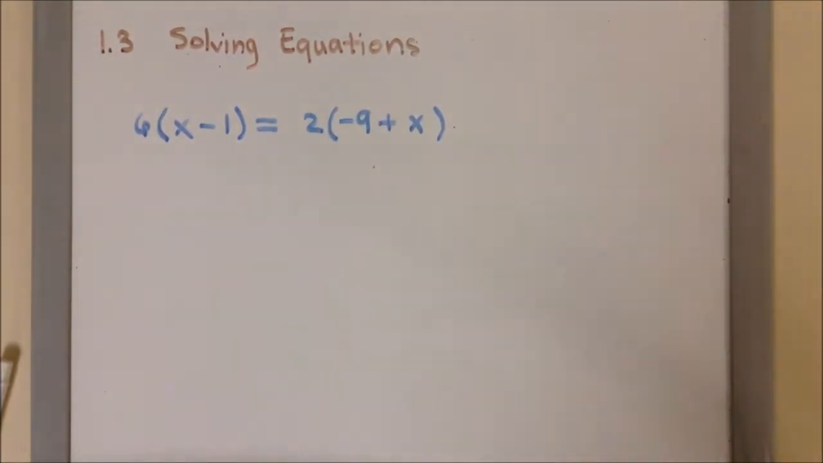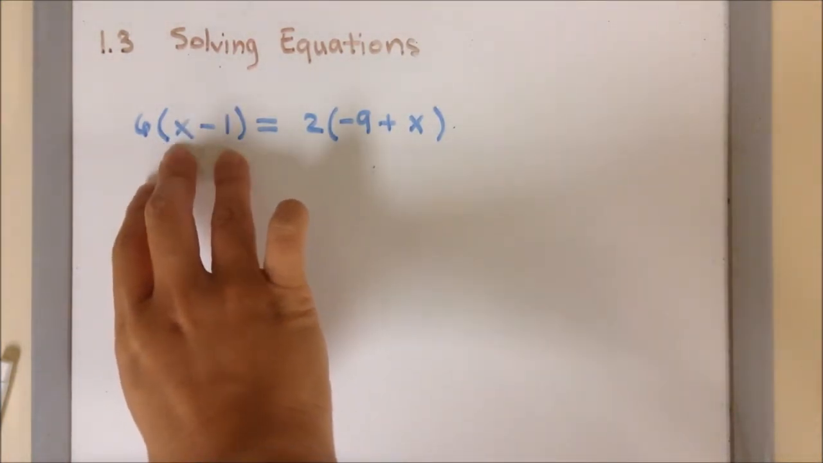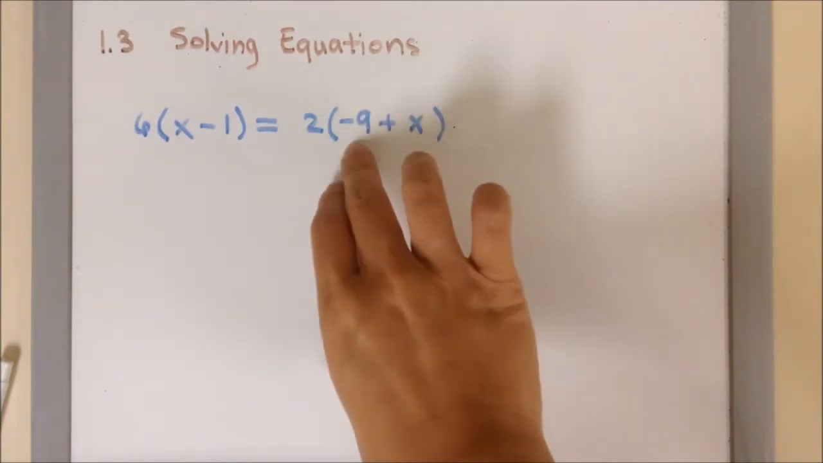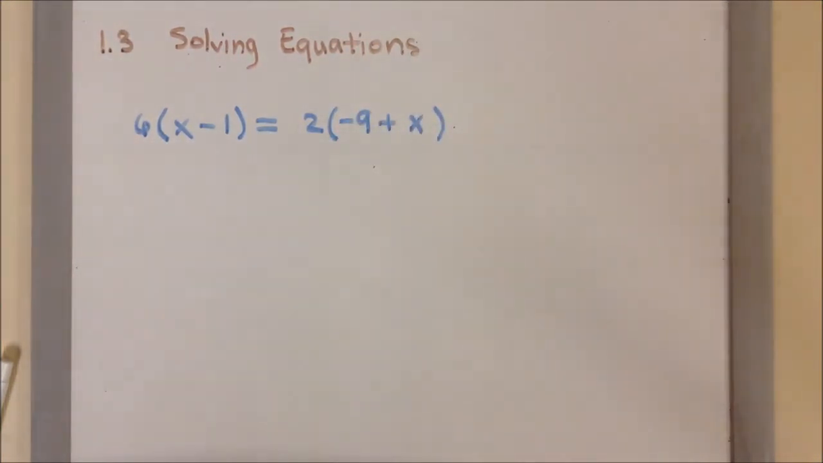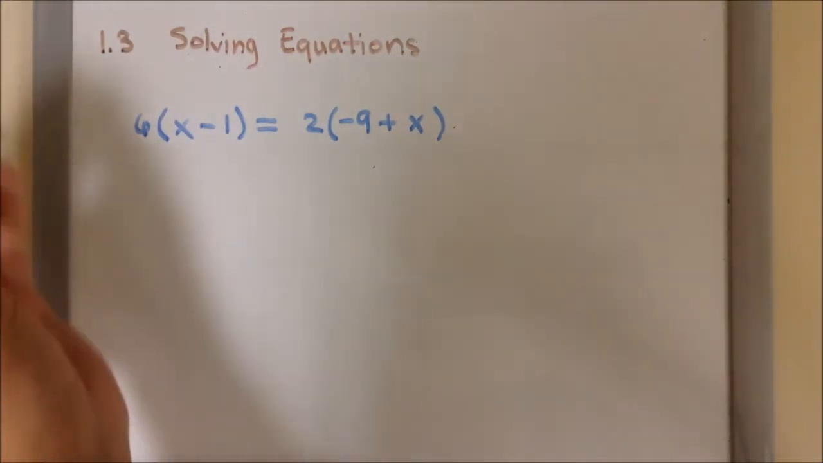In this next example, we have 6 times the difference between x and 1 equal to 2 times the sum of negative 9 and x. So this one's going to involve more steps than the previous example, but it's going to be basically the same process. Since we have parentheses, I'm going to distribute to everything that's inside.